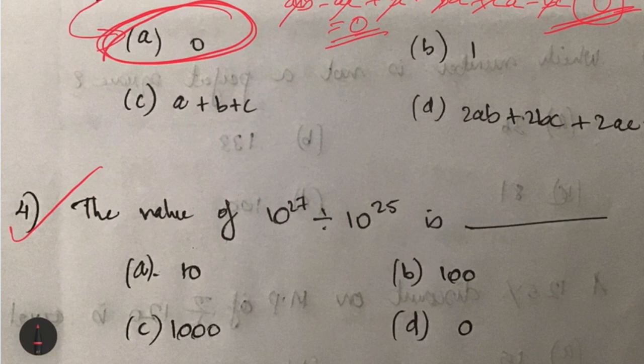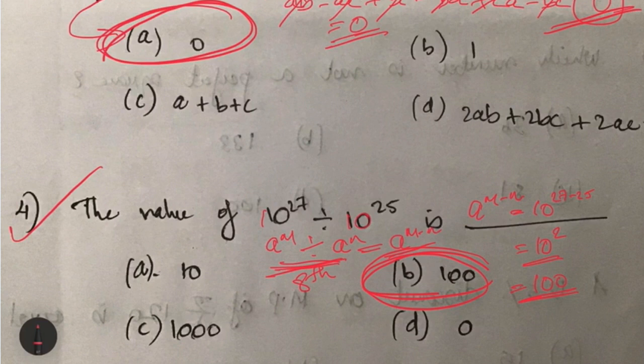Coming to the next one, the value of 10 raised to 27 divided by 10 raised to 25. A raised to m divided by a raised to n. You studied this in your 8th standard syllabus. There is a formula for that. It is a raised to m minus n. So 10 raised to 27 minus 25 is equal to 10 raised to the power 2. So 10 square or 10 raised to the power 2 is 100 is the answer, which is option B. Hope you are clear with it.